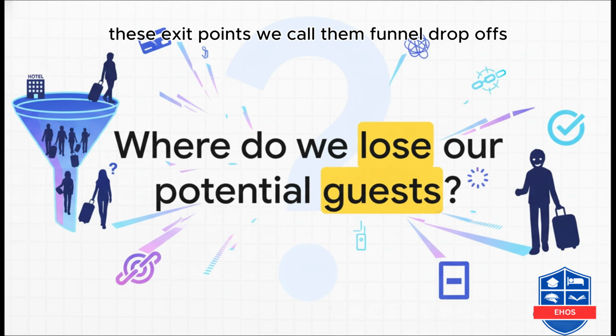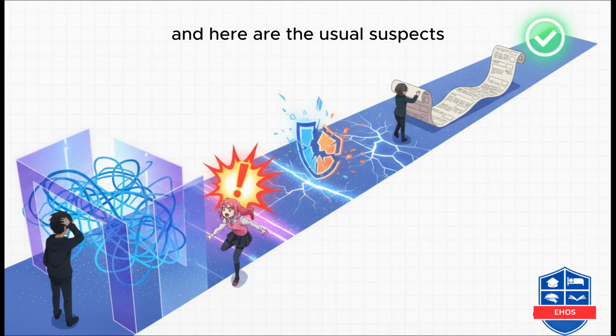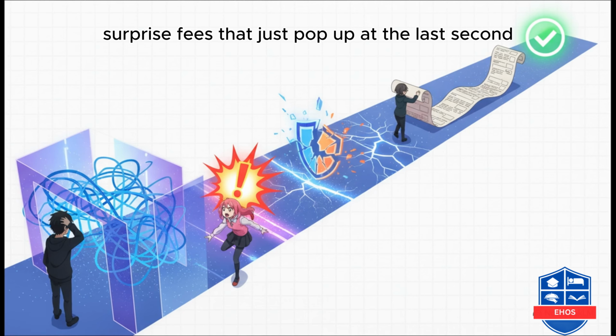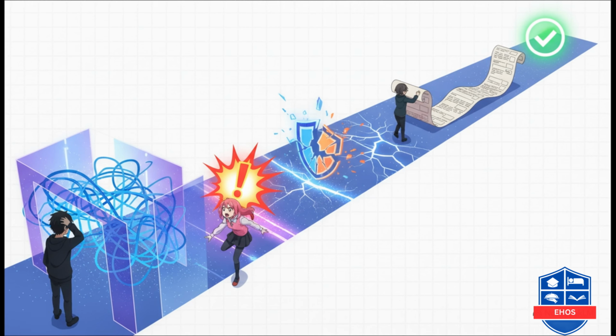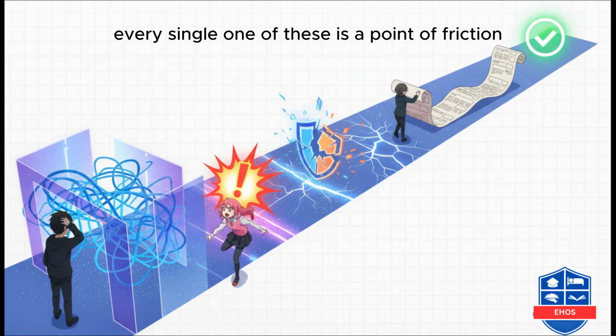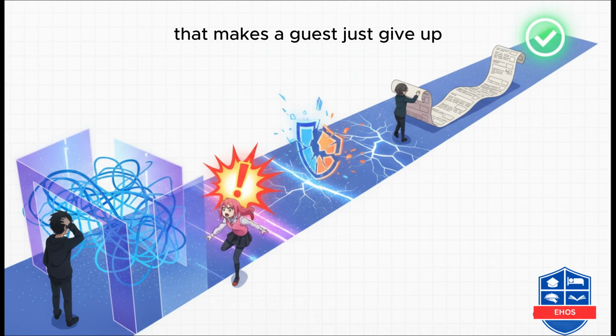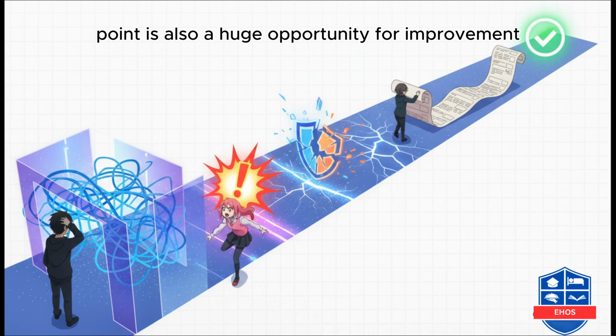These exit points, we call them funnel drop-offs. And here are the usual suspects. A website that's a maze to navigate. Surprise fees that just pop up at the last second. A booking form that feels like an interrogation. Every single one of these is a point of friction that makes a guest just give up. But listen, every friction point is also a huge opportunity for improvement.